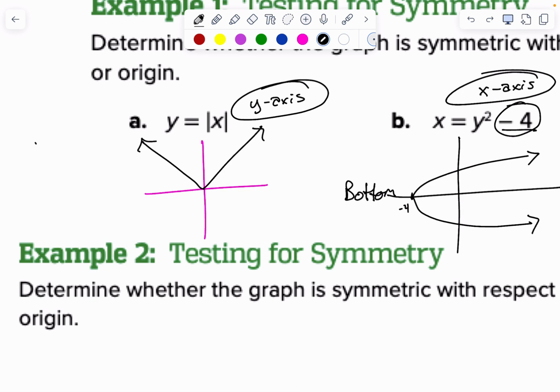Let's say it's the absolute value of x minus 2. That would be shifted 2 to the right, like this. That has no symmetry. It has symmetry across the line x equals 2, but it is not x-axis symmetry, y-axis symmetry, or origin symmetry. So it has to be on the axis. Correct.